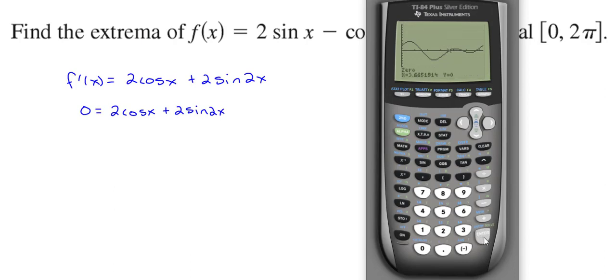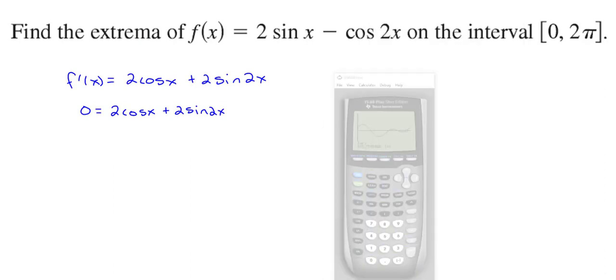And we get 3.665. All right, go find the next one. You should all be fluent in calculator. 4.712. And then finally, looks like I get 5.759.